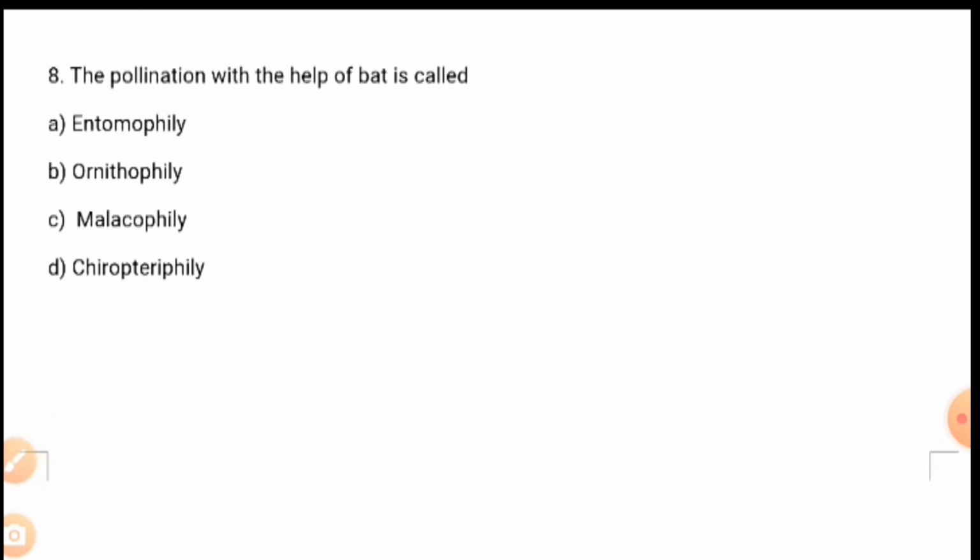Now we are moving to question number 8. The pollination with the help of a bat is called. There are 4 options. A, entomophily, B, ornithophily, C, malacophily, and D, chiropterophily. Our answer is none other than D, that is chiropterophily.